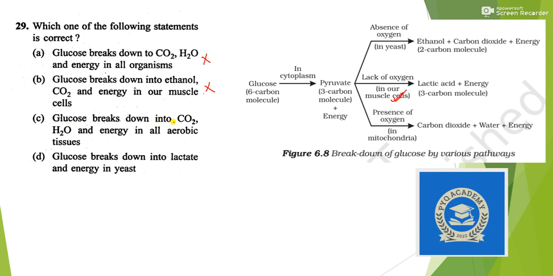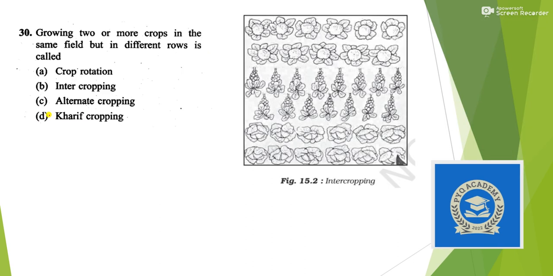Glucose breaks down into CO2, H2O, energy in all aerobic tissues. Aerobic means where oxygen is present. CO2, H2O, energy. So yes, this is true. Then glucose breaks down into lactate and energy in yeast. No, in yeast it converts into ethanol and carbon dioxide. So this is also wrong. So correct option is option C. Next question.